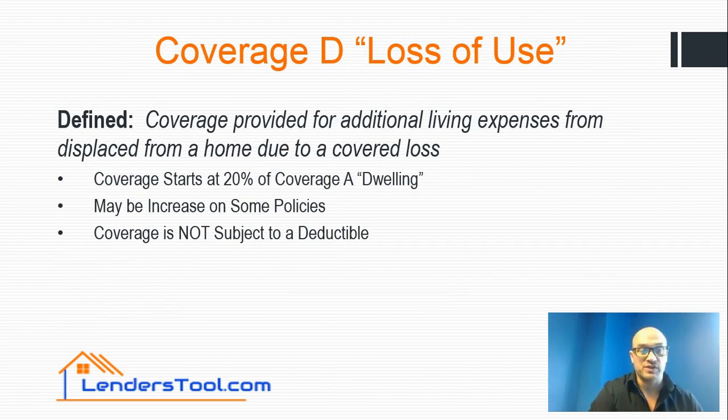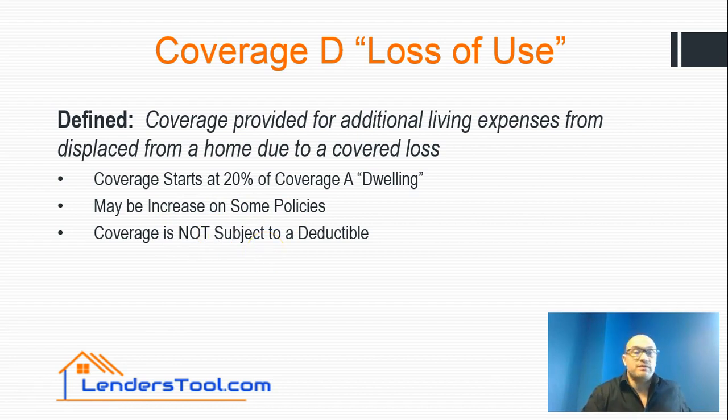Coverage D, loss of use. This is really simply put, if you lose use of your home, then you've got coverage here. If it's due to a covered loss, coverage is going to start at 20% of the dwelling amount. So if you've got a $100,000 house, then you're going to have $20,000. $200,000 house, $40,000, things like that. You can increase the coverage on some policies. Coverage is not subject to a deductible.